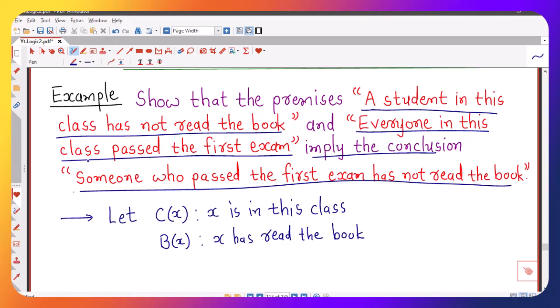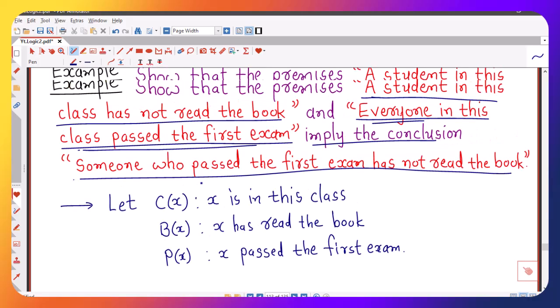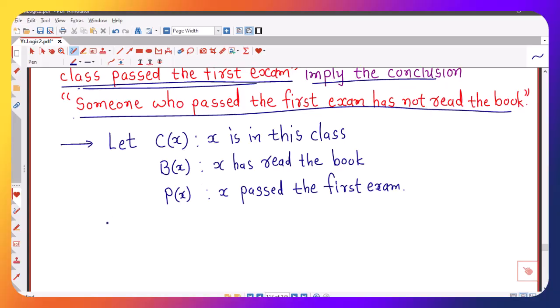And then if you observe here, everyone in this class passed the first exam, so we can use P of x to denote that x passed the first exam. So these are the symbols we will require to convert these premises and conclusion in symbolic form. So therefore, first we write down the premises in symbolic form.